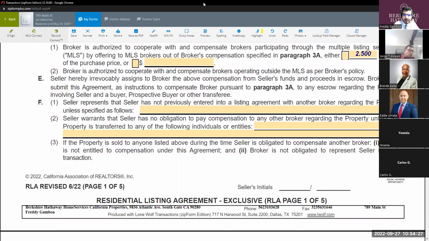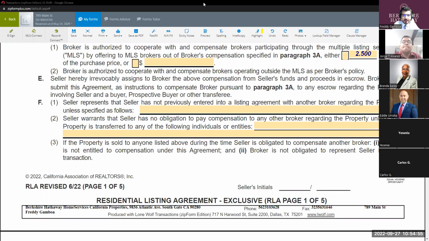Why is that? Because if that seller has a contract with someone else, most likely they will get paid and you will not get paid. Now, is this an open listing? If this was an open listing, most likely the seller will hire a lot of agents to list a property, and whoever brings that buyer is going to get paid. So that's why we definitely have to be careful.